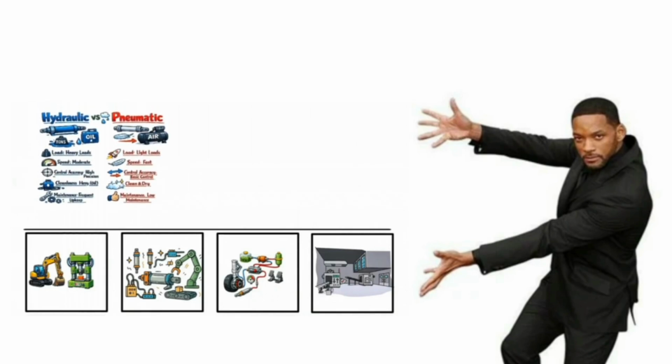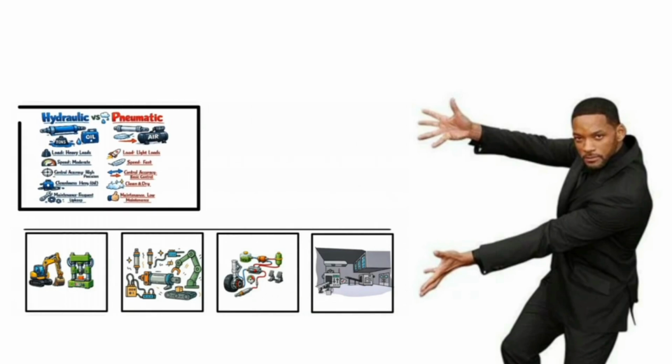Excavators and presses rely on hydraulics, factory automation uses pneumatic cylinders, aircraft braking systems use hydraulic power, and assembly lines depend on fast pneumatic actuators. Engineers choose between hydraulic and pneumatic systems based on load, speed, control accuracy, cleanliness, and maintenance requirements, not preference.